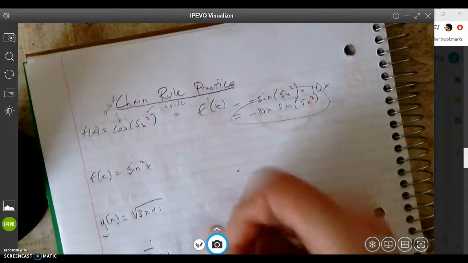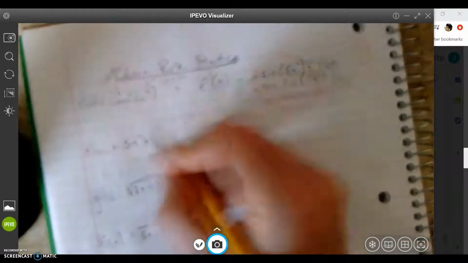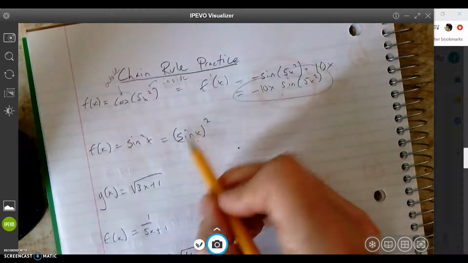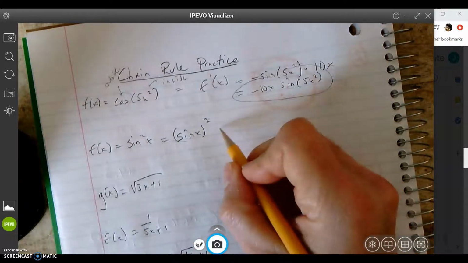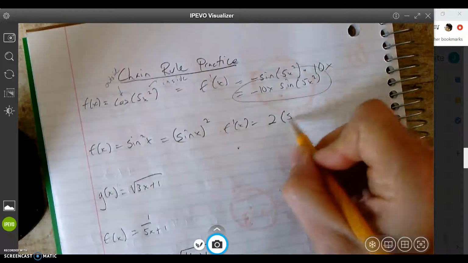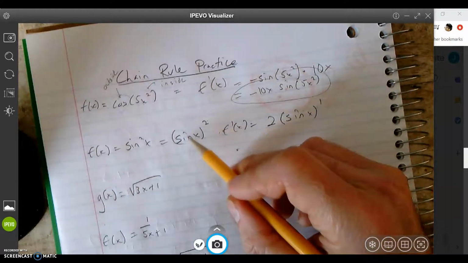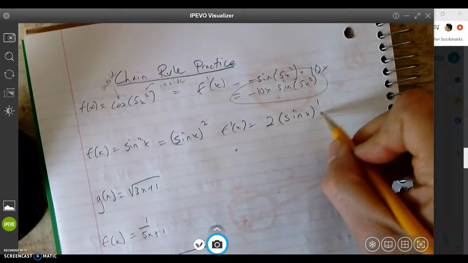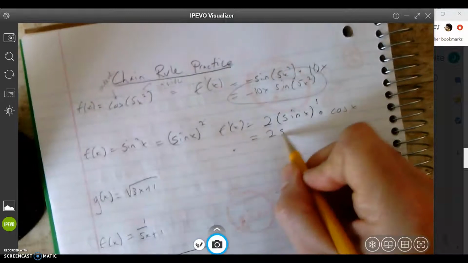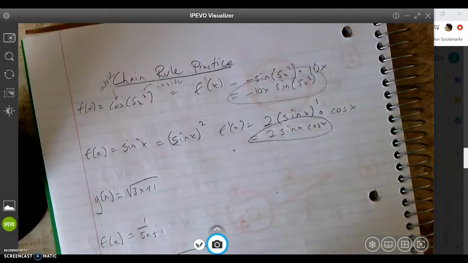Cool, got it. Let's try this one. F of x equals sine squared x. All right, so this is the same as sine x all squared. So this looks like x squared. So this is going to be f prime of x, here's the derivative, so it's 2, keep the inside, the sine x to the first, times derivative of the inside, derivative of sine is cosine. Cool. So the derivative is 2 sine x cosine x. Bam. All right, next one.